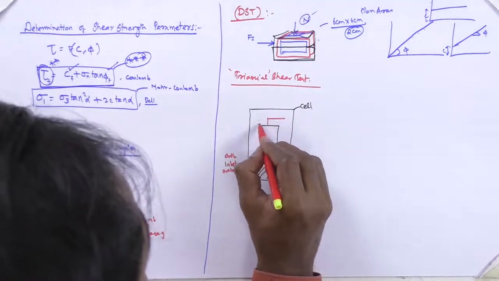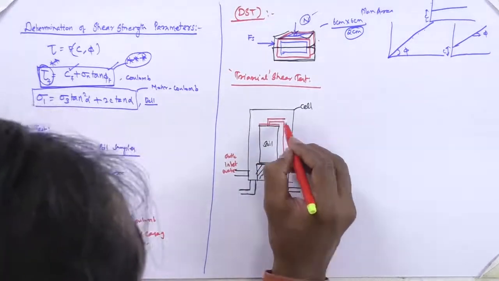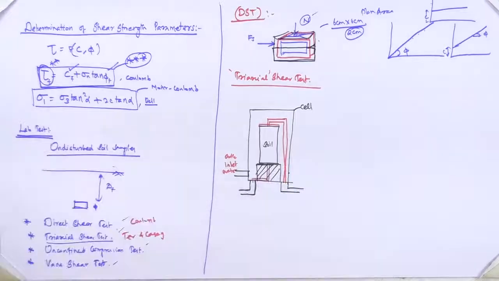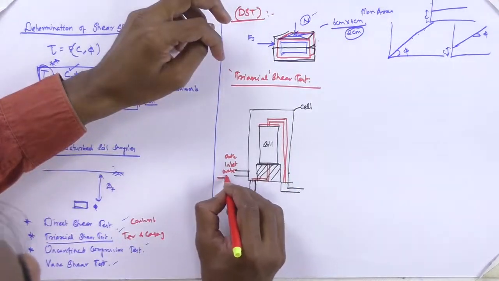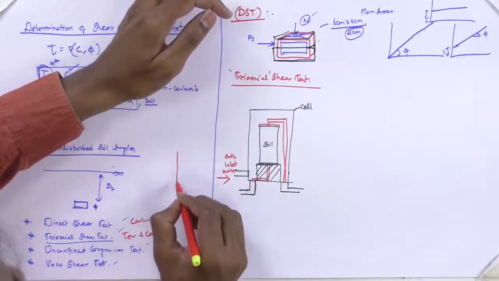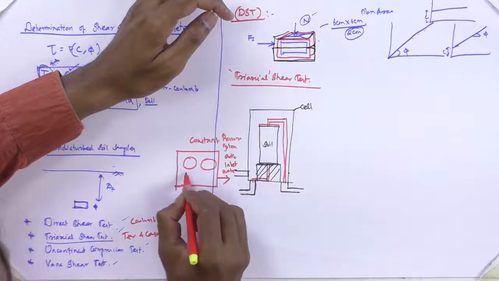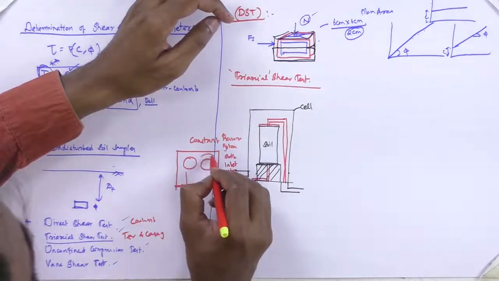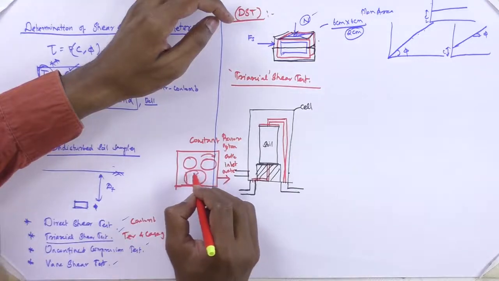So here also there is a platform and it is connected like this. So what happens once the water is going inside? We have a constant pressure system. We have some knobs like this that can be rotated. Once you rotate the knob, you get the pointer moving.